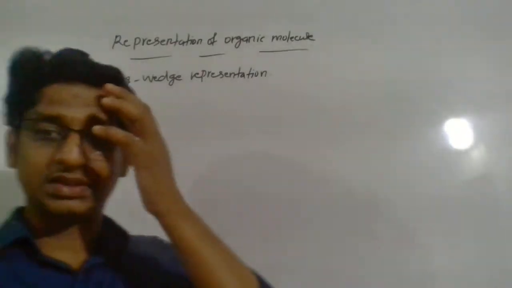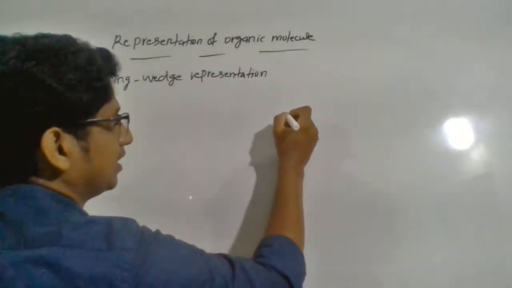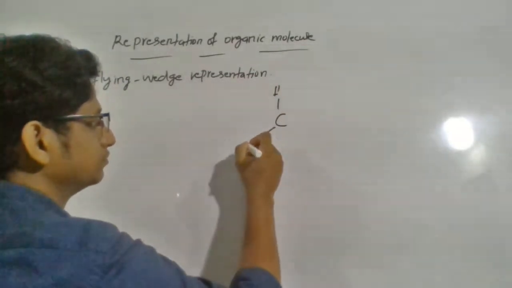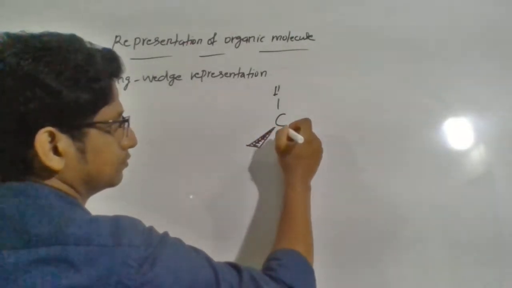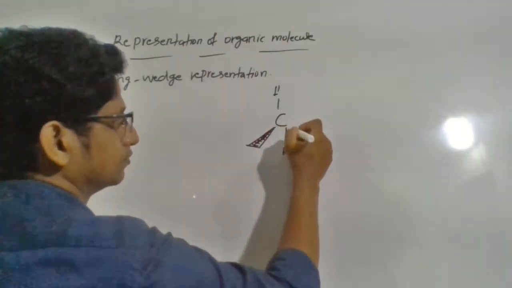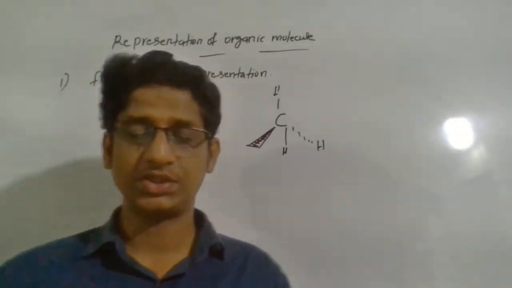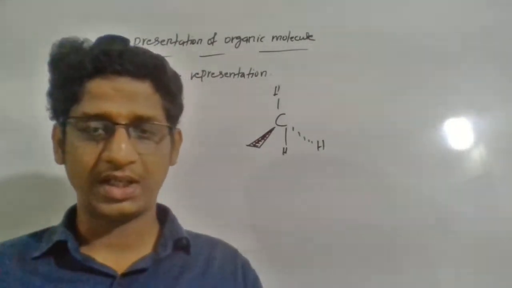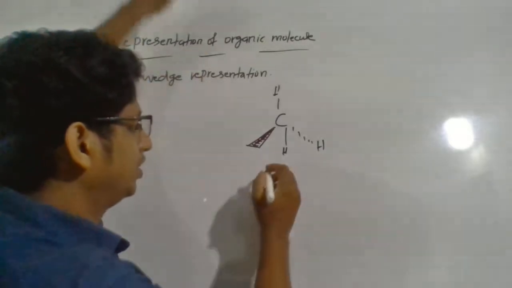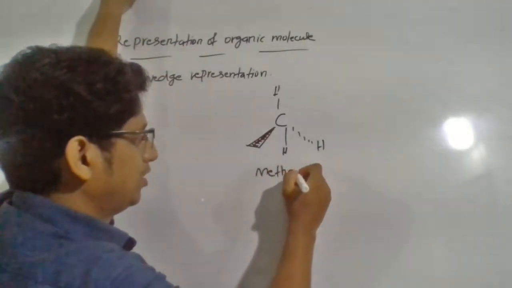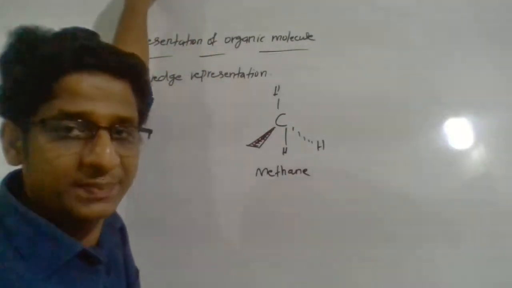This is one of the simplest methods. Let me discuss the simplest molecule, that is methane. We know methane has a tetrahedral structure, which means it is not planar, not in a plane. So we can represent this methane molecule using the flying wedge representation.